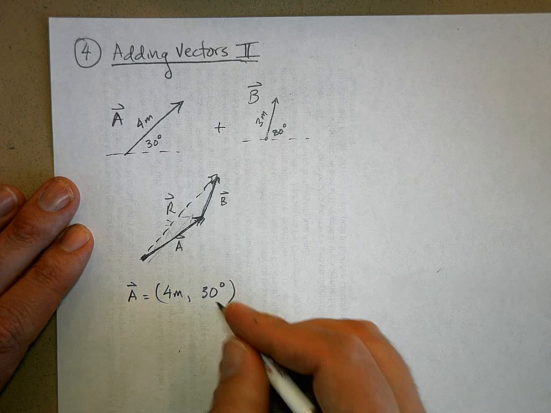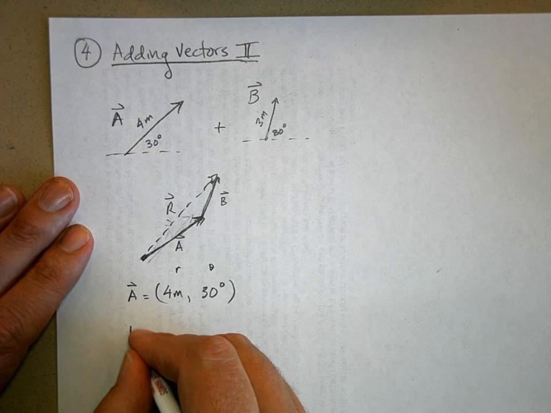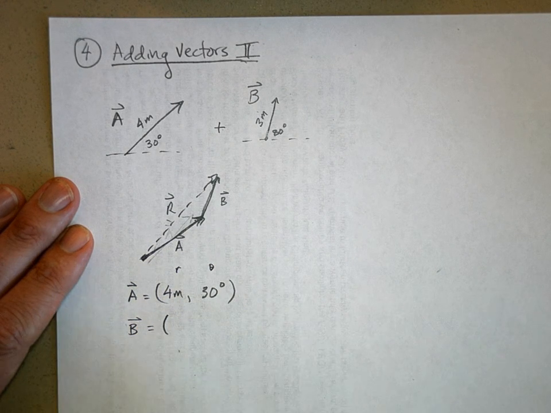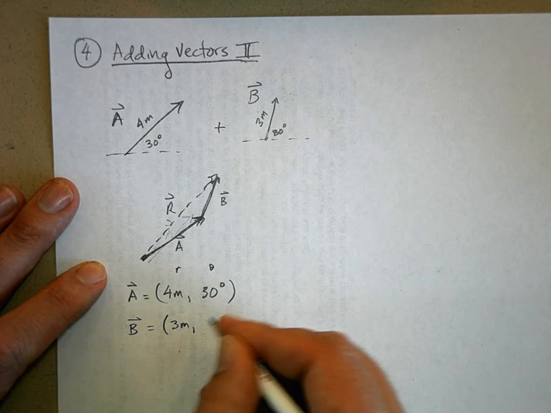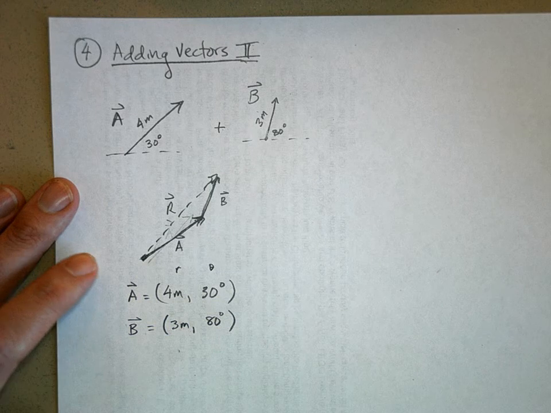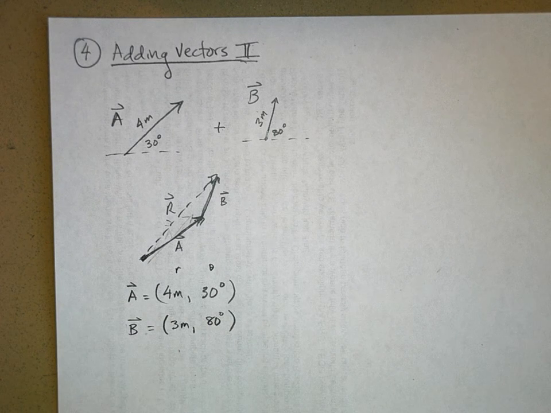Okay, so these are polar coordinates here, right? This is your R, and this is your angle theta, your magnitude. And then B here has a magnitude of 3 meters, and it's at an angle of 80 degrees. Okay, now here's what not to do. When your vectors are in polar coordinates, you're going to be tempted to just add them together. You'll say, oh, well, what's 30 degrees plus 80 degrees? That's 110 degrees. 4 plus 3 is 7. 7 meters at 110 degrees.